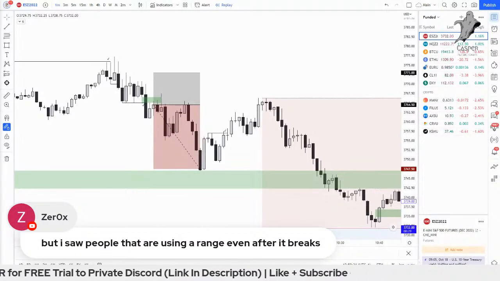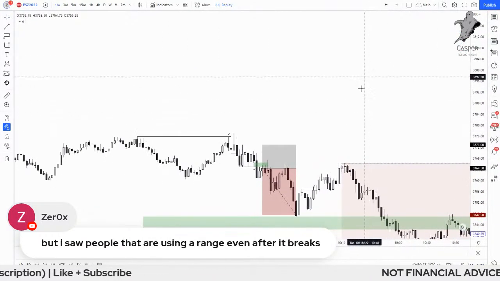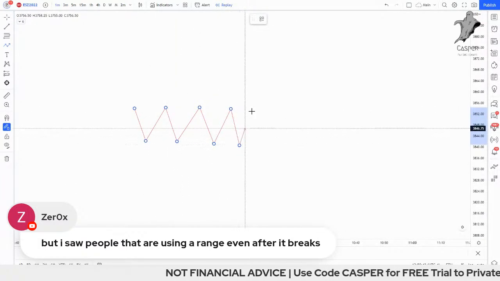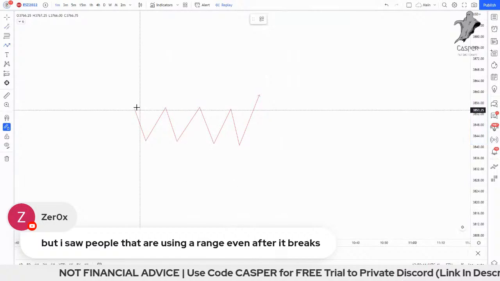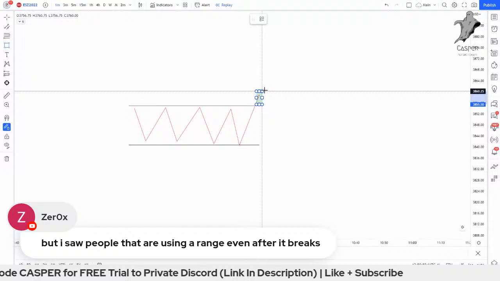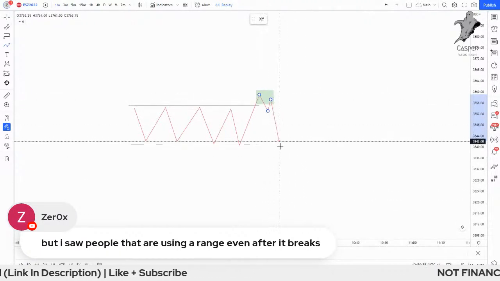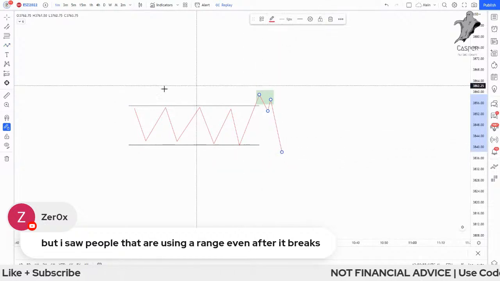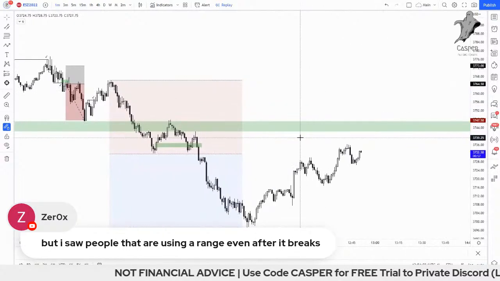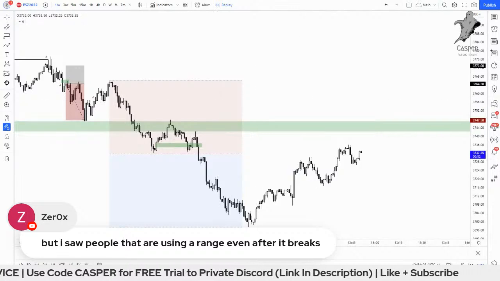Zero said you saw people are using a range even after it breaks. I mean, there's a lot of different ways you can use them. You can use range deviation. Let's say you have a consolidation range, and people will play these trades a lot, which is similar to what we're just going over, just a different way of saying it. You'll have this, and then you'll see that range deviation down. I've seen people do that a lot. There's power of 3. I'm not sure. I can't really speak for other people's logic behind it. What I've gone over is just the way I would look at it.